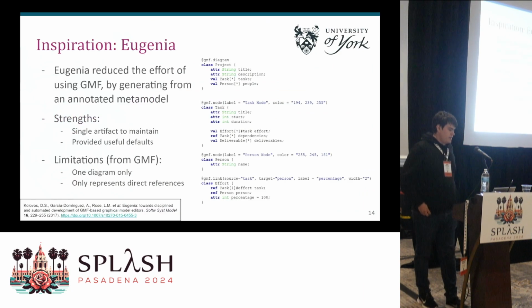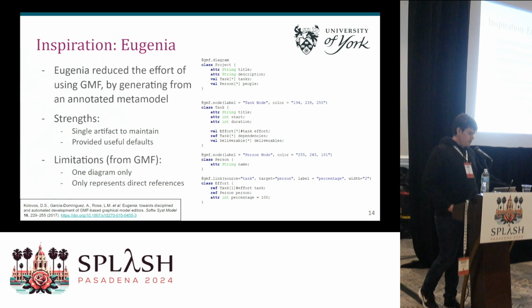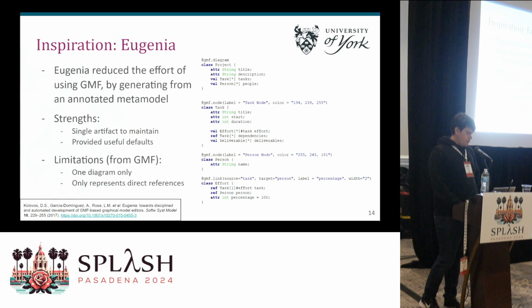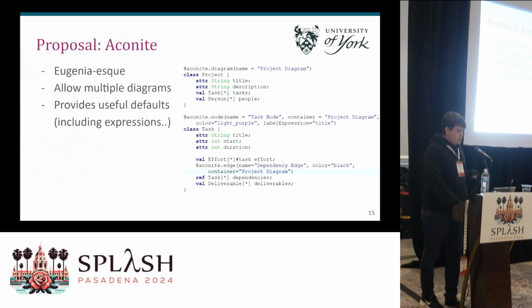So the proposed solution is based on Eugenia. This was designed to reduce the effort of using GMF by generating from an annotated metamodel. The strengths of this is it was a single artifact, which was a lot easier to maintain, and it provided useful defaults. This meant that if you're sticking within the bounds of normal diagram styling, you don't have to specify all of the different features if it is within the default. The limitations, which stemmed from GMF, was it only worked with one singular diagram at a time and only representations of direct references.